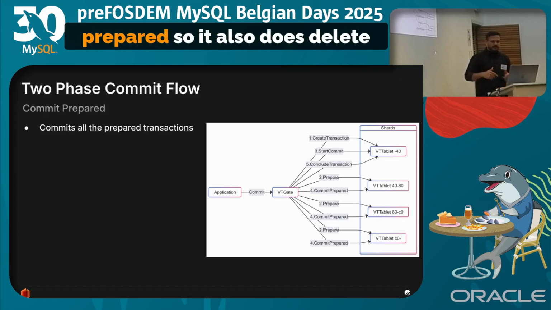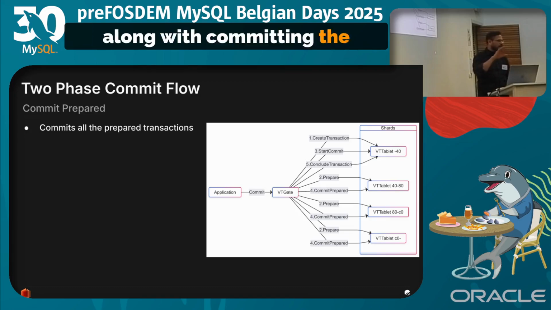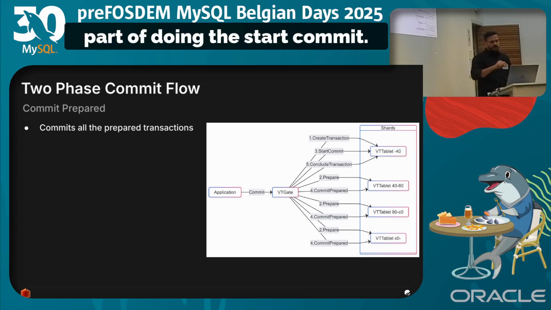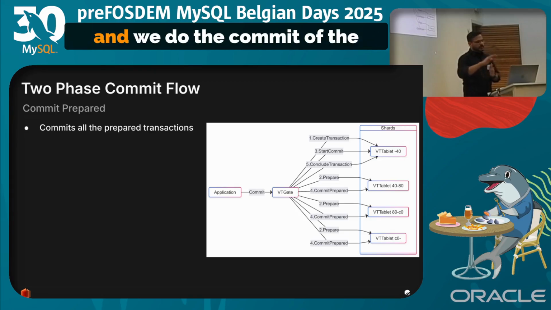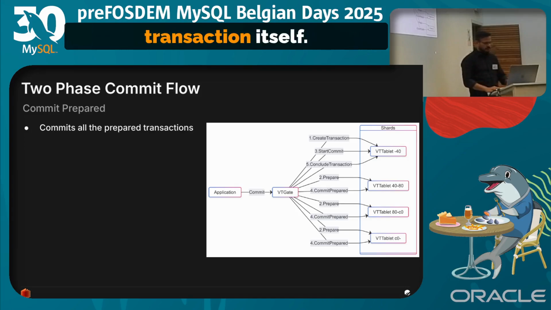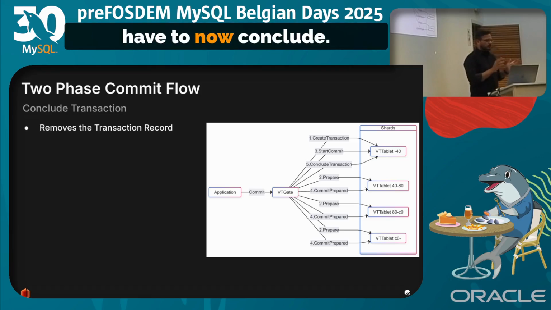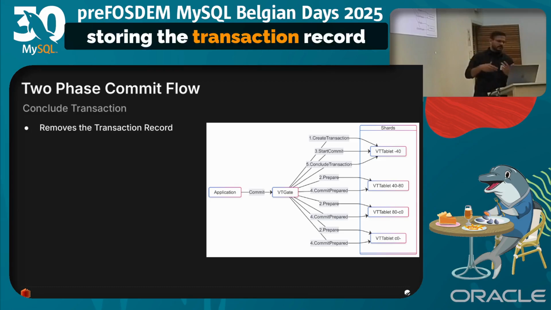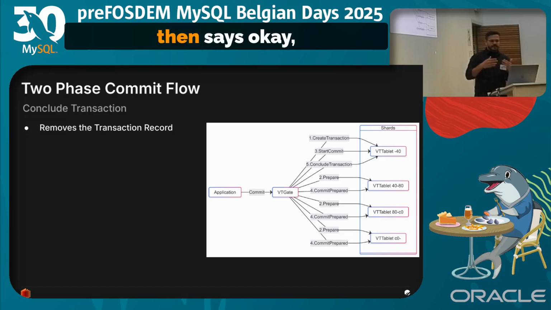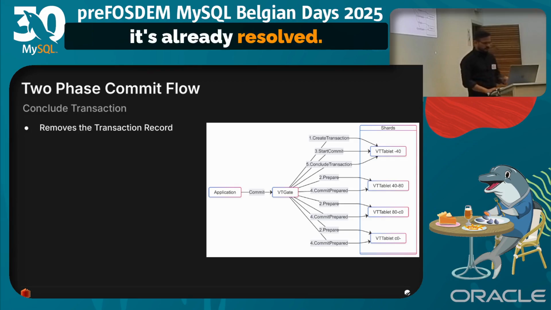In this commit prepared, it also deletes the transaction log, along with committing the active transaction. So that becomes part of doing the commit. We delete the record because we don't need it anymore, and we do the commit of the transaction itself. And once that is done, we just have to conclude. So to the metadata manager, which is storing the transaction record, we say, now I have to delete the transaction record. I don't need it because it's already resolved.